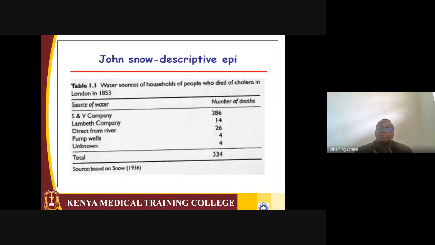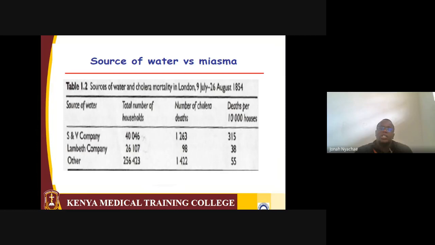He looked at the water sources in the households of people who died from cholera. There were several companies: from the S and V company, 286 people died. In the Lambeth company, only 14 died. Direct from the river, it was 26. Pump wells and unknown, around 4. So from that data, he was able to establish the source of water where cholera is.